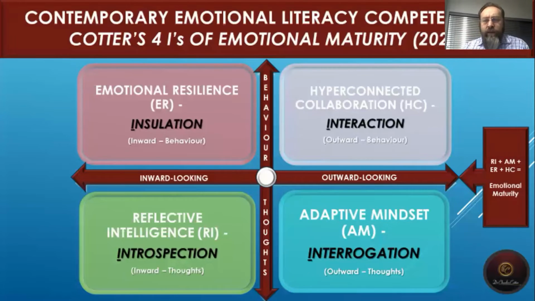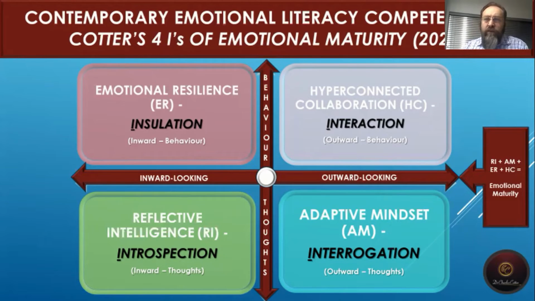I think you'll agree with me that probably the most important interpersonal competency, people management skill is emotional intelligence. And I think Daniel Goleman has done some pioneering work. So what I've done is I've developed a contemporary emotional literacy competency model. I refer again to this as the 4 I's of emotional maturity. And I'm going to leave this model with you.